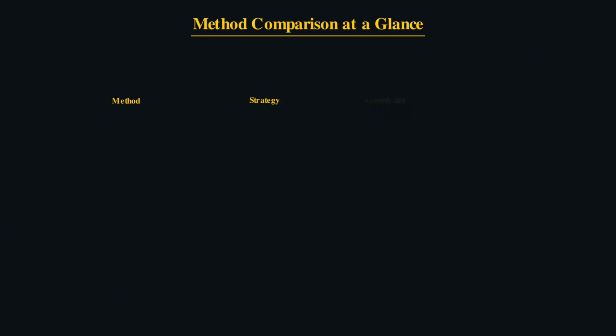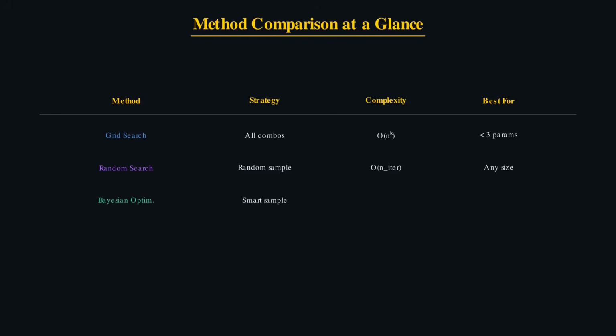Run a coarse random search over wide log scale ranges to find the promising region of the space. Then run a fine grid search within that region to find the precise optimum. Finally, evaluate once on the test set, report both scores, and never tune again after seeing the test result.